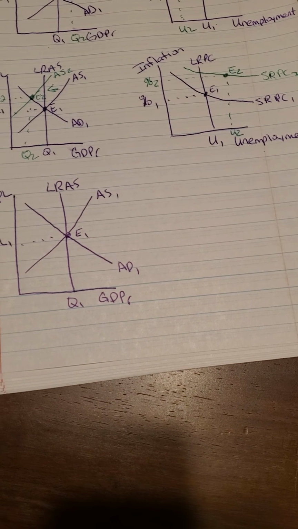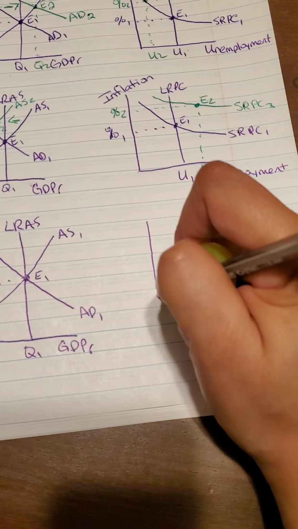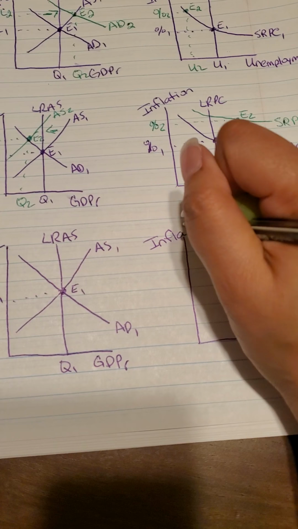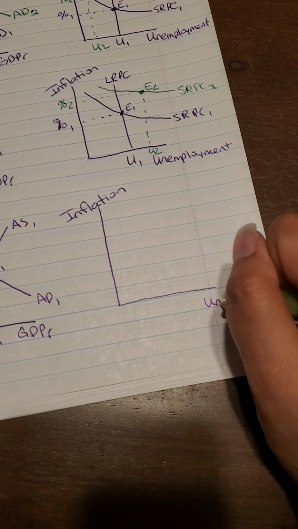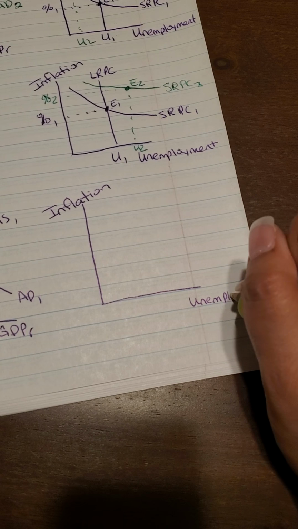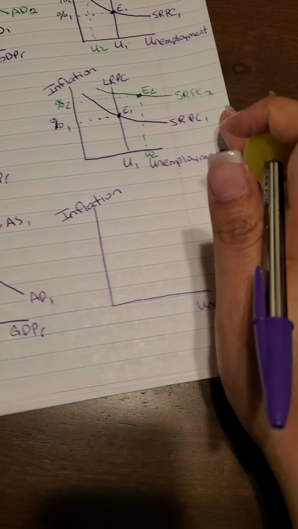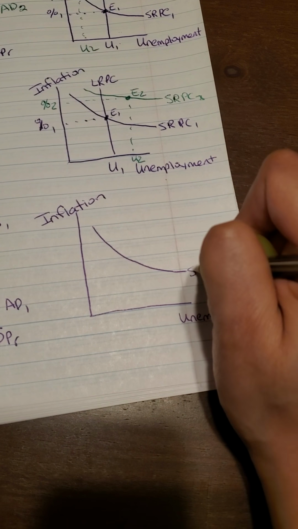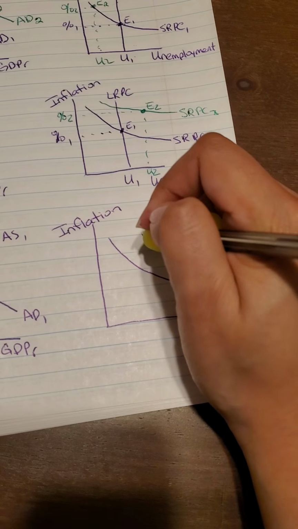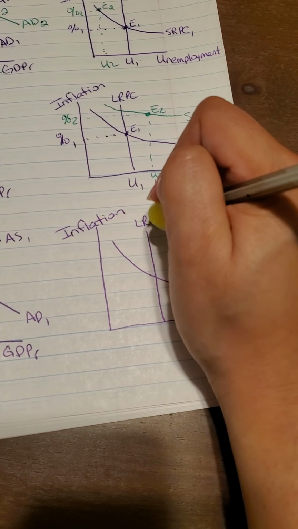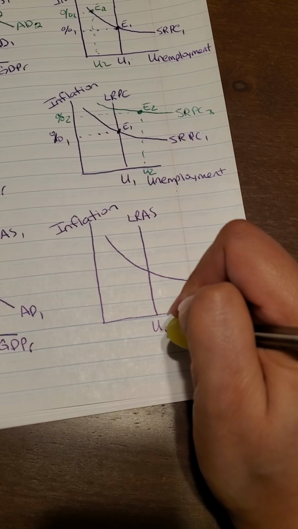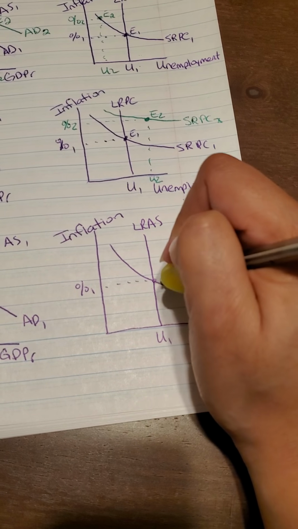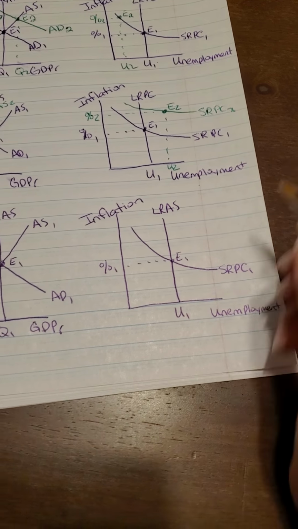And then go ahead and draw your Phillips curve. So we have inflation on the y-axis, unemployment on the x-axis. We have the short-run Phillips curve, which is downward sloping. The long-run Phillips curve, vertical. Unemployment 1, inflation rate 1, E1. Okay.